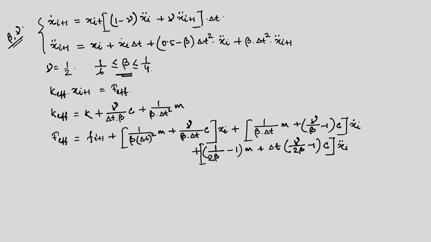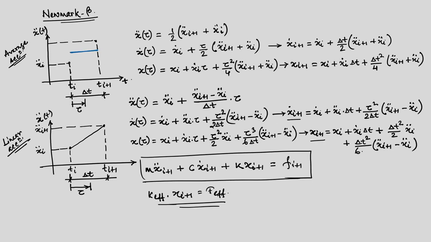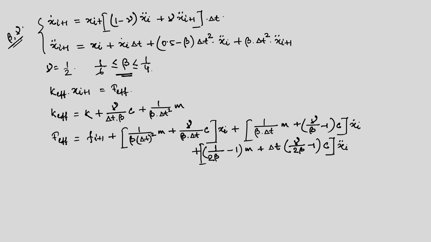Where do we get this expression from? Again I repeat, if we use these expressions and put them in this equilibrium equation and simplify, ultimately we will get these expressions. What Newmark has done is combine both average and linear acceleration in this compact form using two parameters, beta and gamma. We can change these parameters and get the average acceleration or linear acceleration. When we write the code, I will show you.